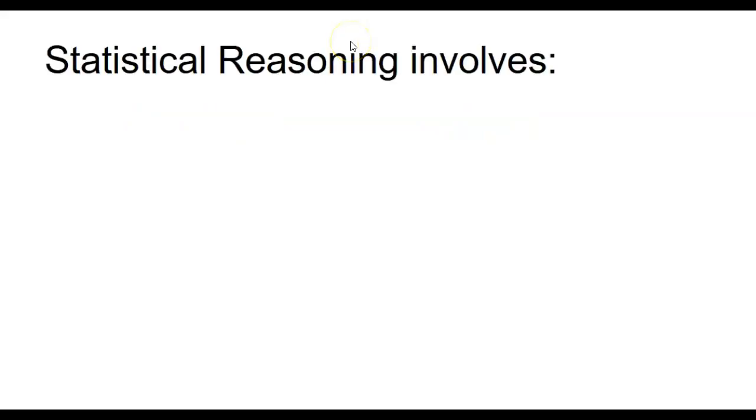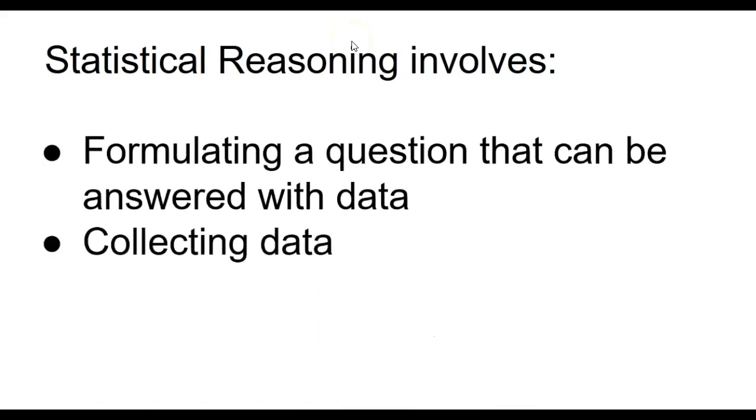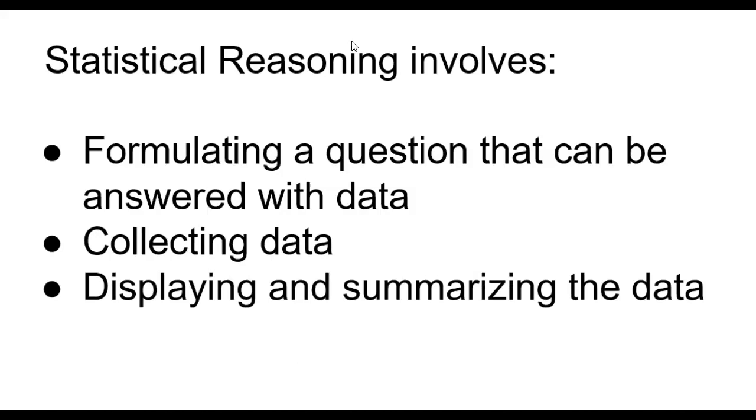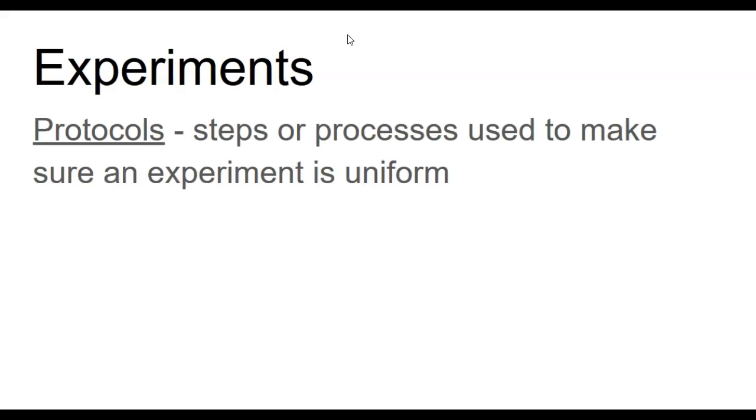Statistical reasoning involves formulating a question that can be answered with data, collecting data, displaying and summarizing the data, interpreting the results, and generalizing. To do this, we often have to design an experiment. An experiment will follow specific steps or processes called protocols to make sure that data gathered has the same circumstances.